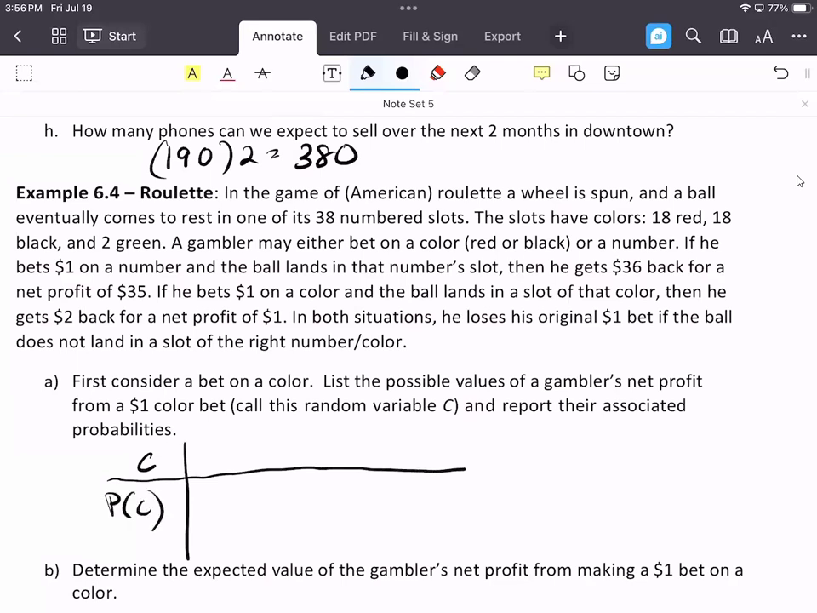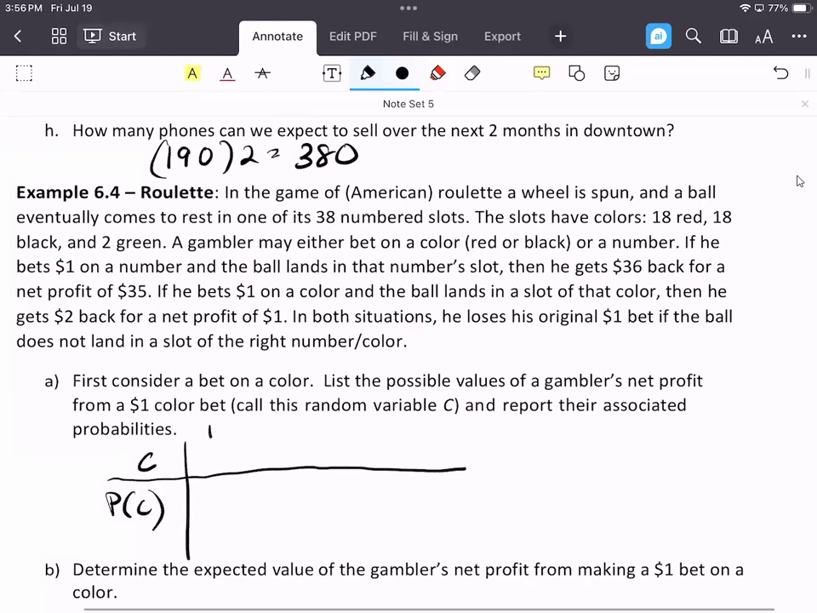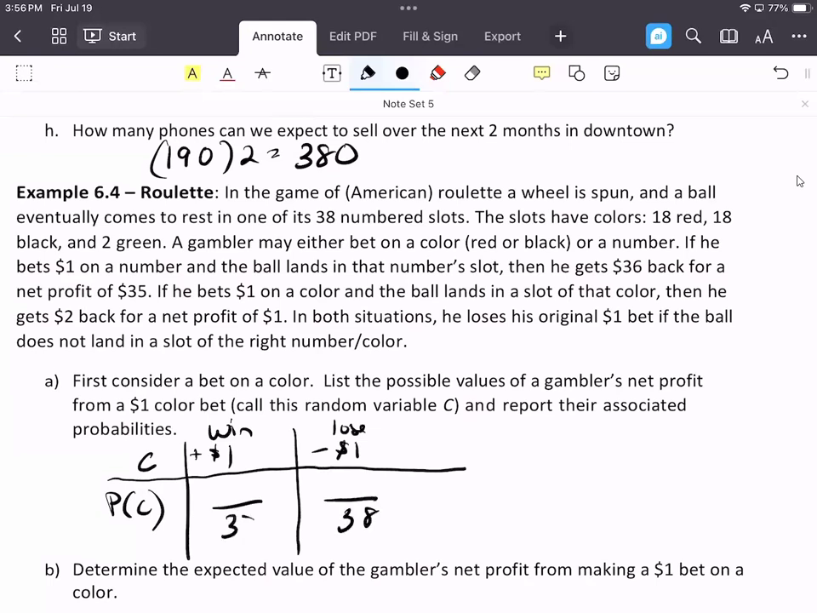C is for the net profit from a $1 bet on a color. So you have two choices. You can either win a buck or you can lose that $1 that you have because you bet it and you didn't land on the right color. Now there are 38 total slots. 2 of them are green, and green does nothing for you. You can't win on green.